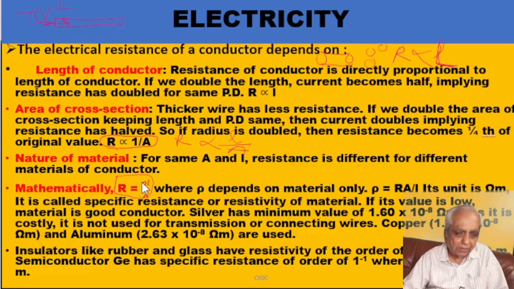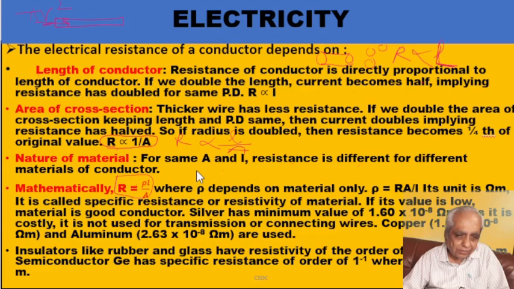So if rho is less, capital R is less, resistance is less. If specific resistance is more, the resistance is more. For silver, which is the best conductor of electricity, the value of rho is minimum, and that value is 1.6 multiplied by 10 raised to minus 8 ohm meter. Now how did I get ohm meter as the unit of specific resistance? See, rho is equal to RA upon L.